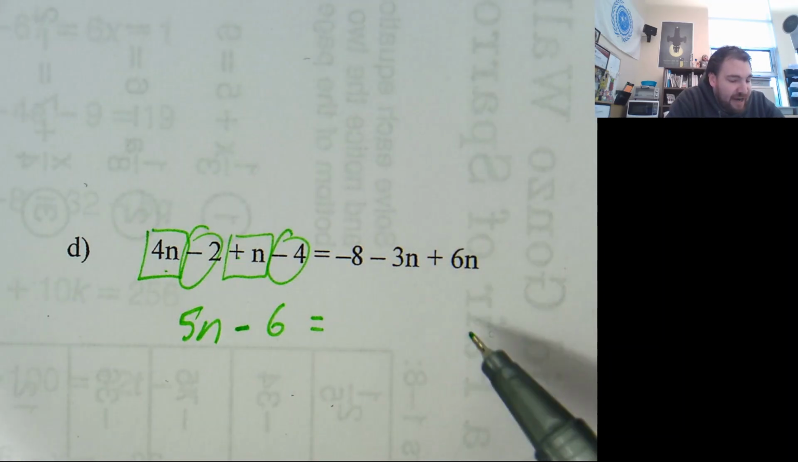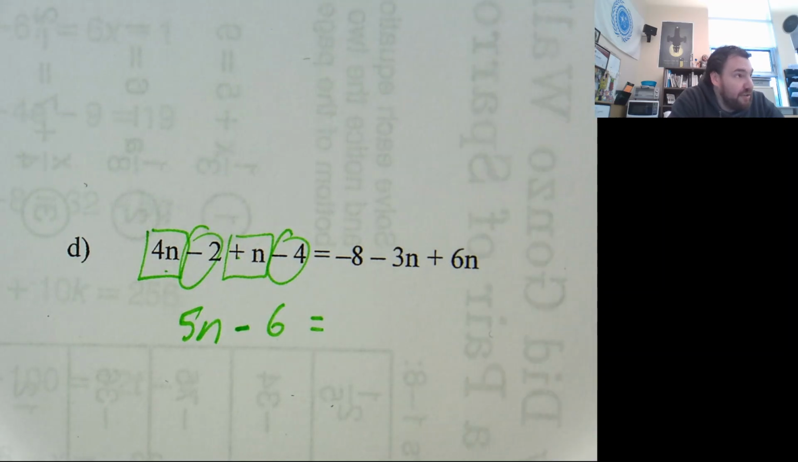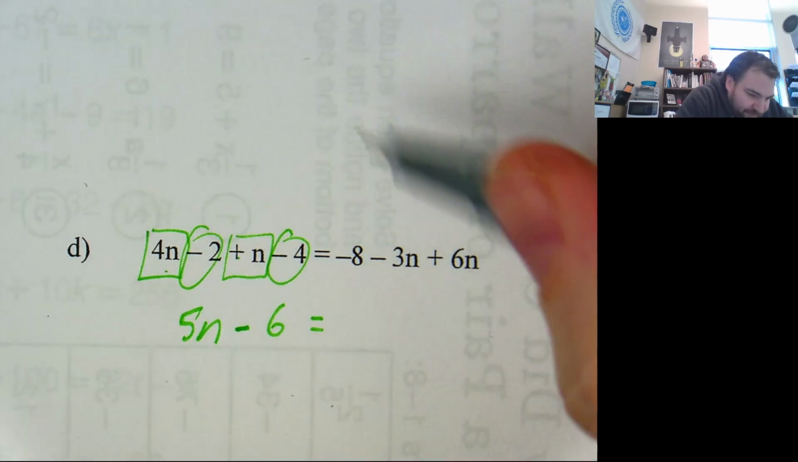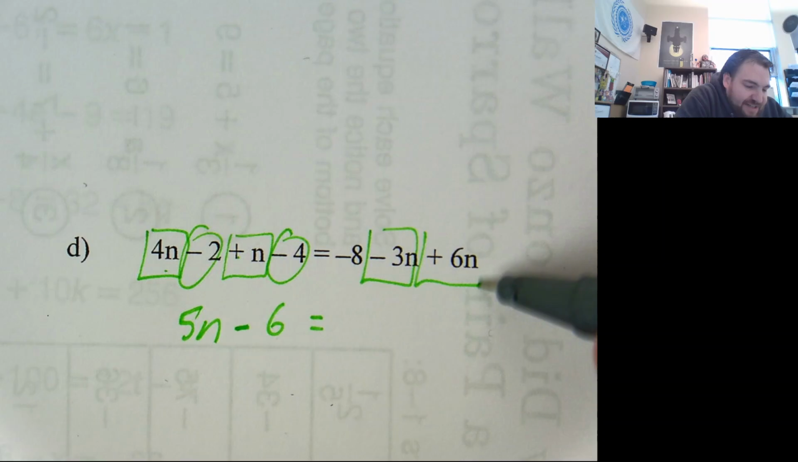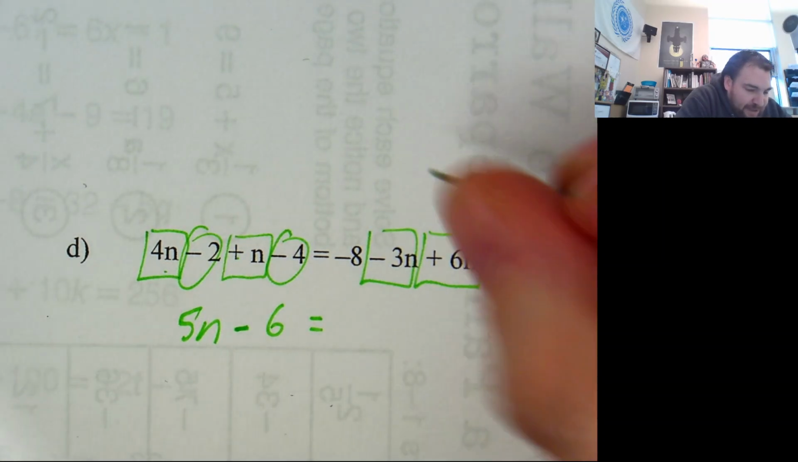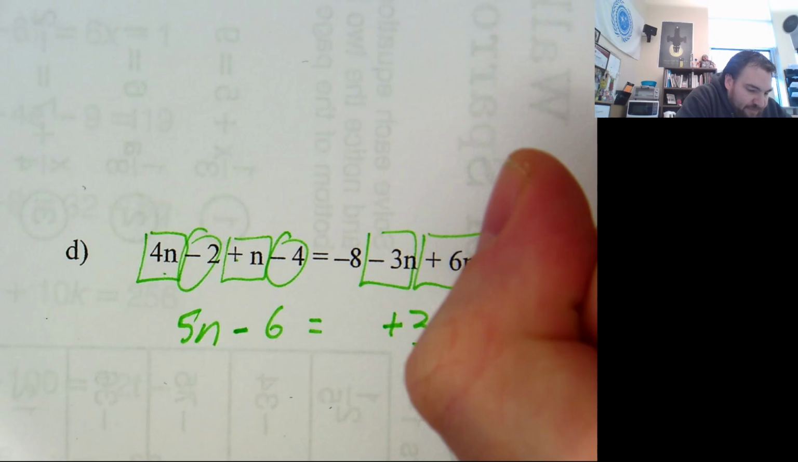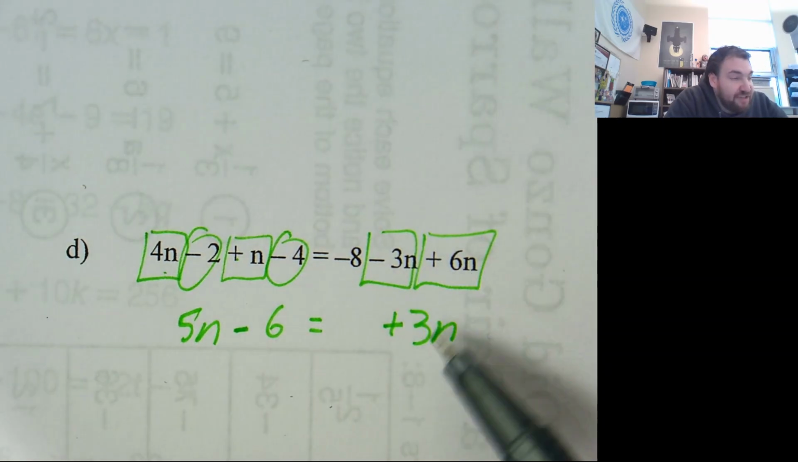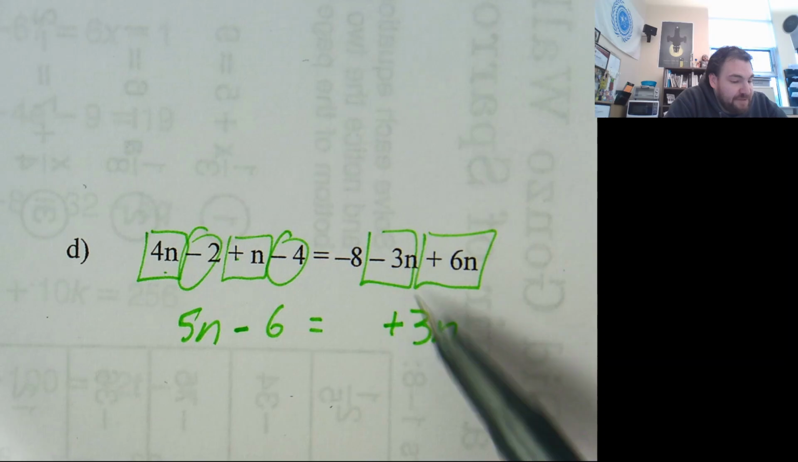On the right-hand side, it's not 3n. It's going to be, okay, sorry, Ethan, stop. Pause. Slow down. What are the like terms? Negative 3n and positive 6n. It will, in fact, be positive 3n. Negative 3 plus 6 is 3. And the n comes along for the ride.